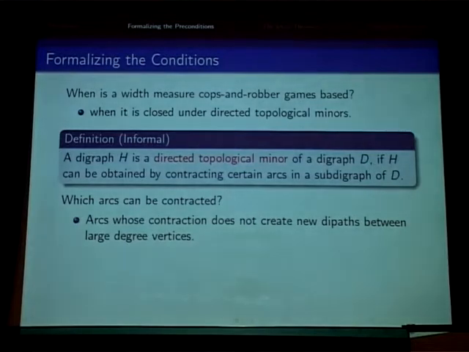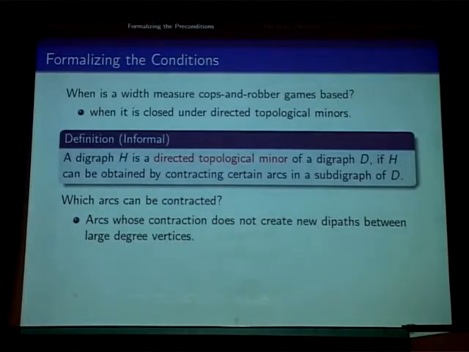You do the same thing for directed graphs. So a graph H is a directed topological minor of a digraph T if H can be obtained as follows. You take a subdigraph of T, contract certain arcs, and you obtain H. Of course, for directed graphs, you have to be careful about which arcs you contract. And our position is that we allow arc contractions if they do not create new dipaths between large degree vertices.